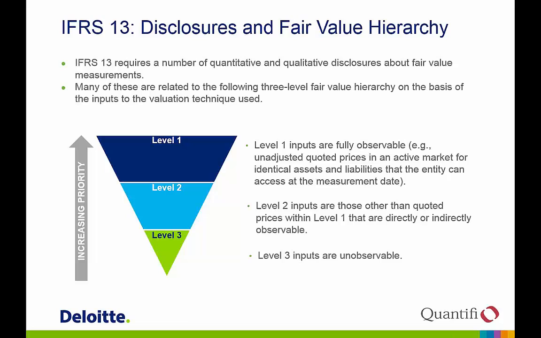The inputs on level 1 are fully observable, for example, unadjusted quoted price in an active market for identical assets and liabilities that are accessible at the measurement date for the entity. And level 2 inputs are those other than quoted price within level 1 that are still directly or indirectly observable, and level 3 inputs consist of all unobservable input parameters.